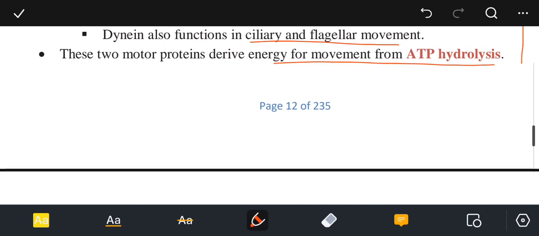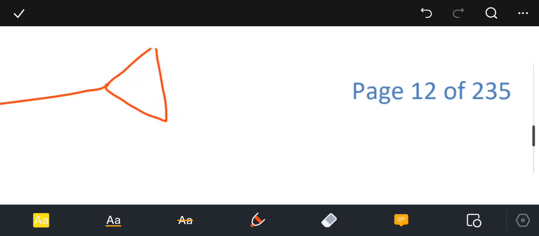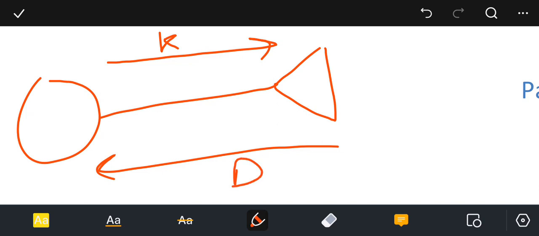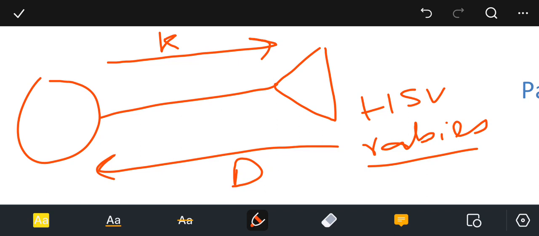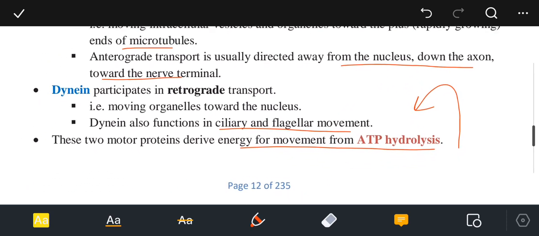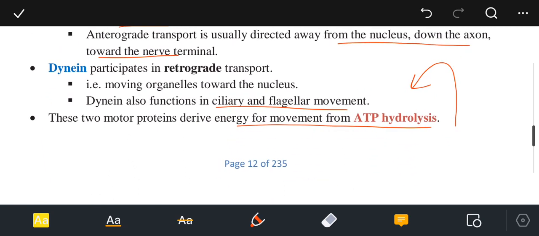Suppose I draw a neuron over here like this. In this neuron, the anterograde movement will be towards the axonal terminal, and that is mediated by the kinesins. The retrograde movement will be towards the cell body, and that is mediated by the dynein. A very beautiful example of retrograde transport is the movement of some viruses, for example HSV and rabies virus. They travel retrograde, and that retrograde transport of these viruses is mediated by the dynein motor arms. These dynein motor arms also play some role in the microtubular assembly. So moving the intracellular vesicles and organelles towards the plus end of the microtubules is the function of kinesins, and dynein also functions in the ciliary and flagellar movements.